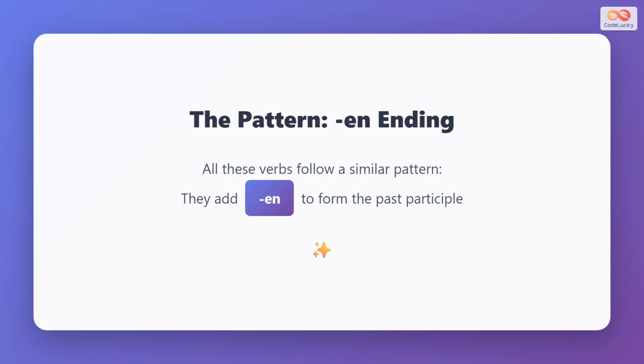All the verbs we're learning today follow a similar pattern. They all add the letters en at the end to form the past participle. This is a very helpful pattern because once you recognize it, you can apply it to many different verbs. The en ending is one of the most common patterns for irregular past participles in English.